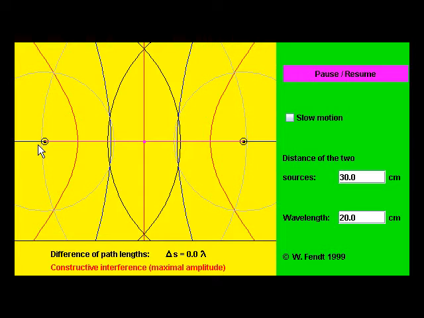If we were doing this in water, it would be a flat spot on the water. An antinode is an area of constructive interference where a wave crest from one source meets a wave crest from the other. They interfere constructively.